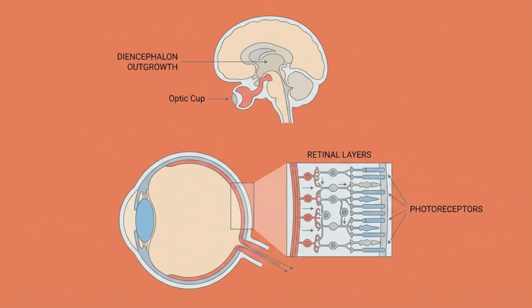It also contains bipolar cells, ganglion cells, horizontal cells, and amacrine cells. Five distinct classes of neurons organized into layers, performing initial image processing before signals leave the eye entirely.